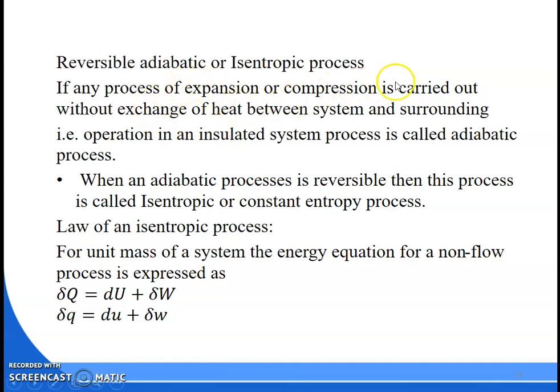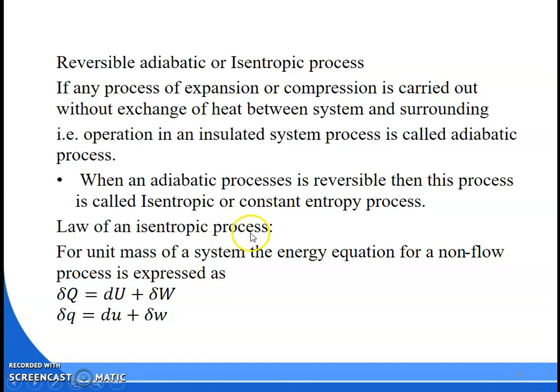If any process of expansion and compression is carried out without exchange of heat between the system and surrounding, that is, heat transfer is 0 when the system is insulated, the process is called adiabatic process. So when an adiabatic process is reversible, then this process is called isentropic, or you can say constant entropy process. Okay. So all the reversible adiabatic process is your what? That is your isentropic.